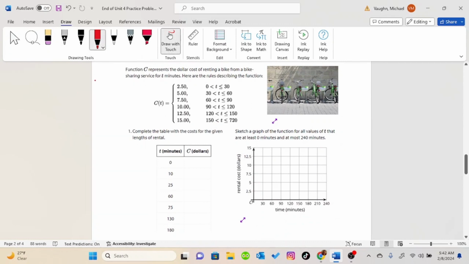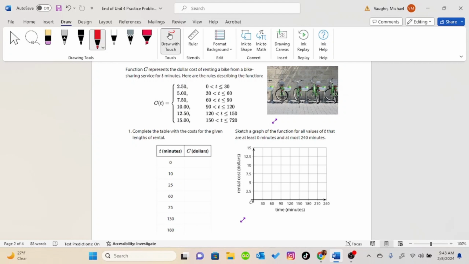Function C represents the dollar cost of renting a bike from a bike sharing service for t minutes. Here are the rules describing the function. Number 1, complete the table with the costs for the given length of rental. Sketch a graph of the function for all values of t that are at least 0 minutes and at most 240 minutes.